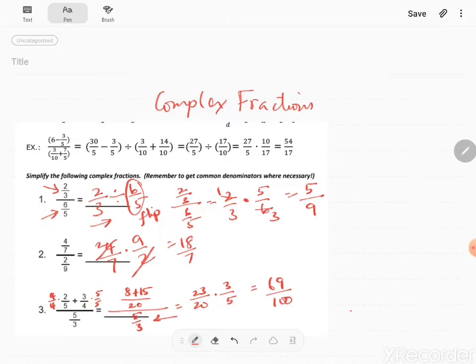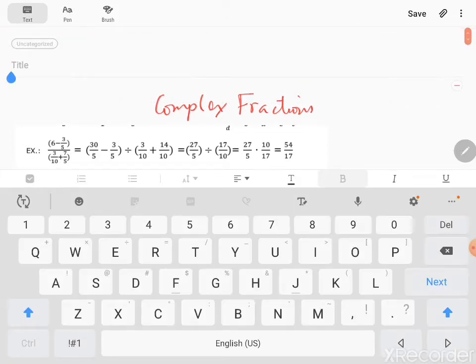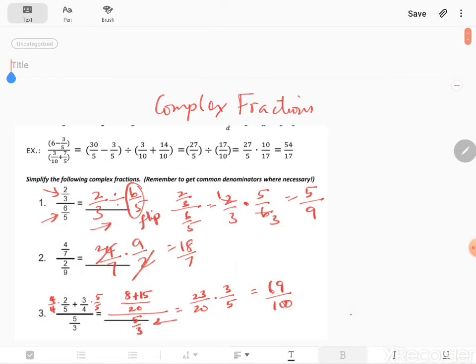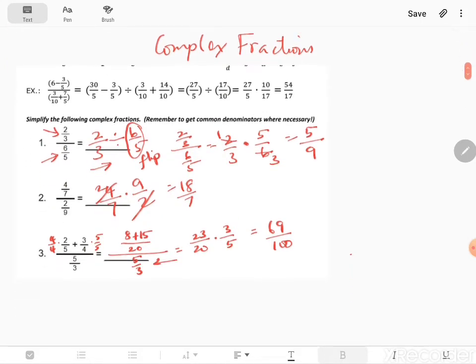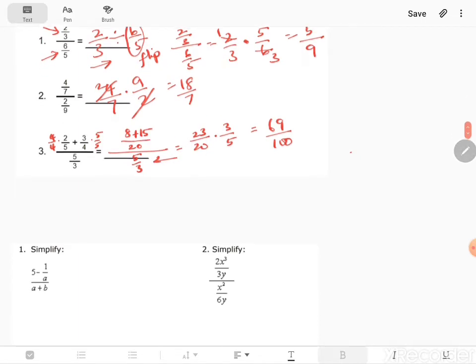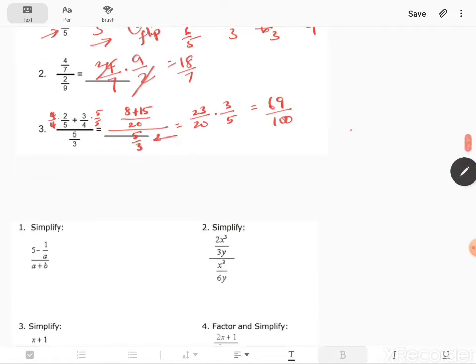So I want you to try the next two questions. I haven't copied them here in my notes as I'm explaining. I want you to try, and we'll now go to the next page. You can pause the video, try them, and get back. All right. So now we'll come to the second part of this whole thing.